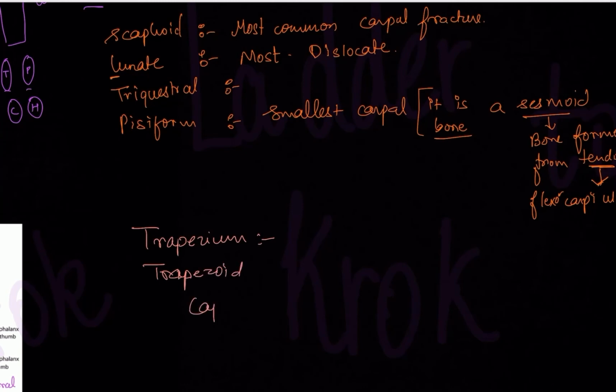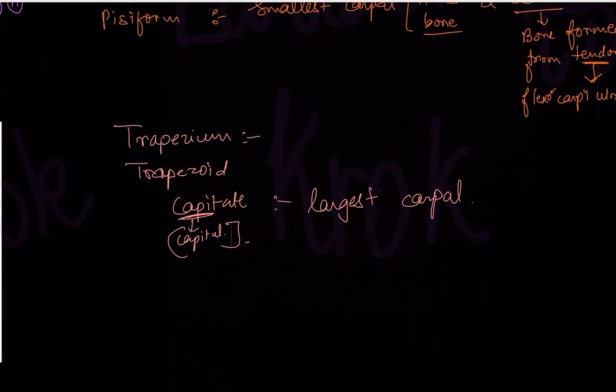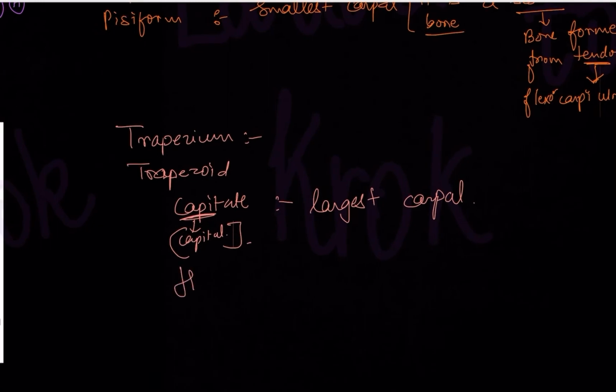Okay, then you have capitate. Now capitate, it's like capital. So it is the largest carpal. From the word capitate you can understand capital, and capitals are how? Capitals are big, right? So it is the largest carpal. Then hamate. Hamate looks like a hammer, hence the term hamate. Okay, you have to remember this much about these bones.